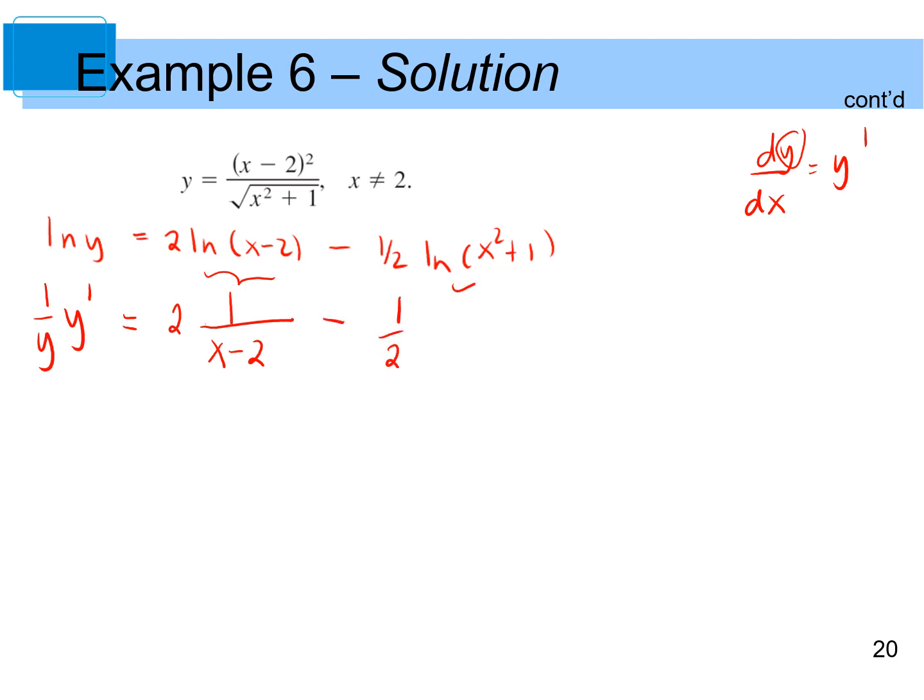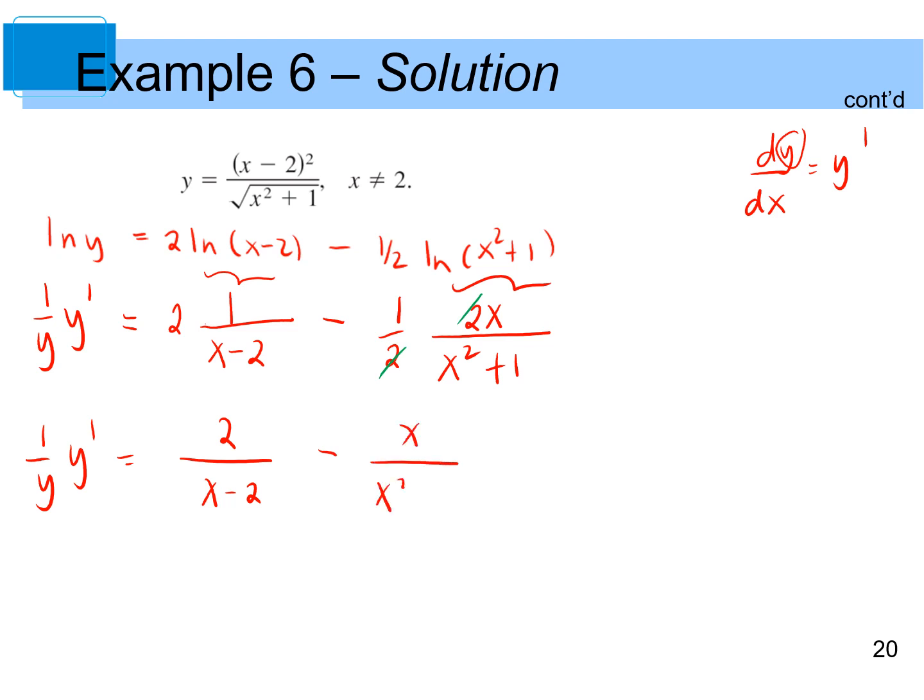The derivative of ln of x squared plus 1: x squared plus 1 on the denominator, and the derivative of x squared plus 1 on the numerator, which is 2x. So let's just simplify. We cancel 2. Therefore, we have 1 over y times y prime is equal to 2 over x minus 2 minus, since we canceled 2 already, x over x squared plus 1.